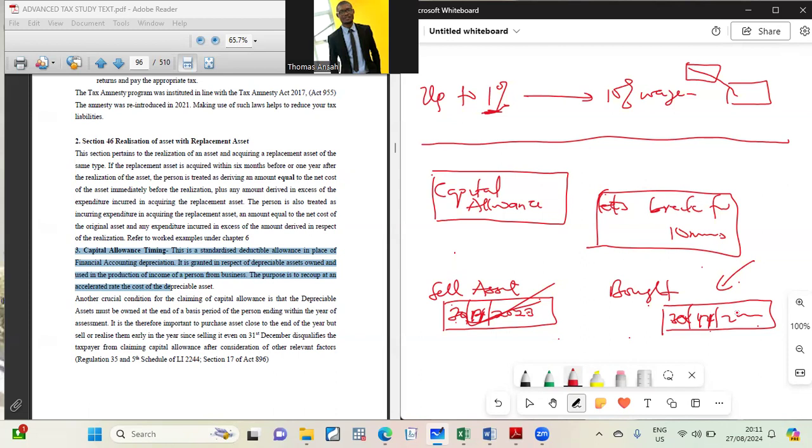So that is it. The timing of buying the asset and selling the asset matters a lot. It matters a lot. But there is a caveat on it when it comes to realization with replacement.